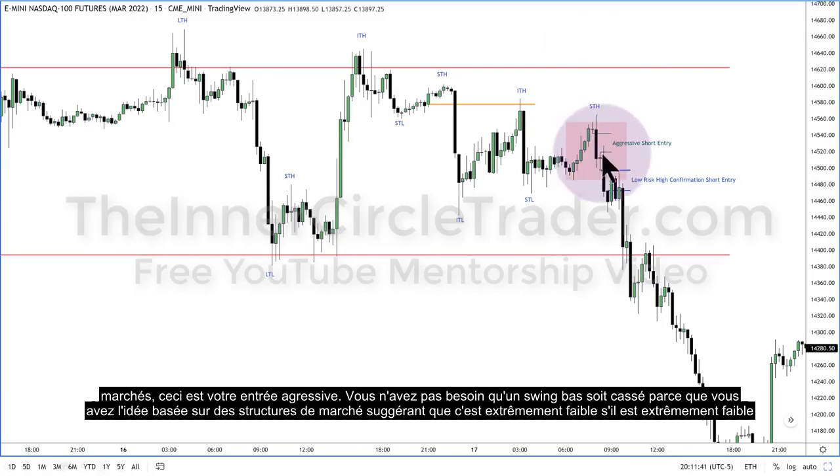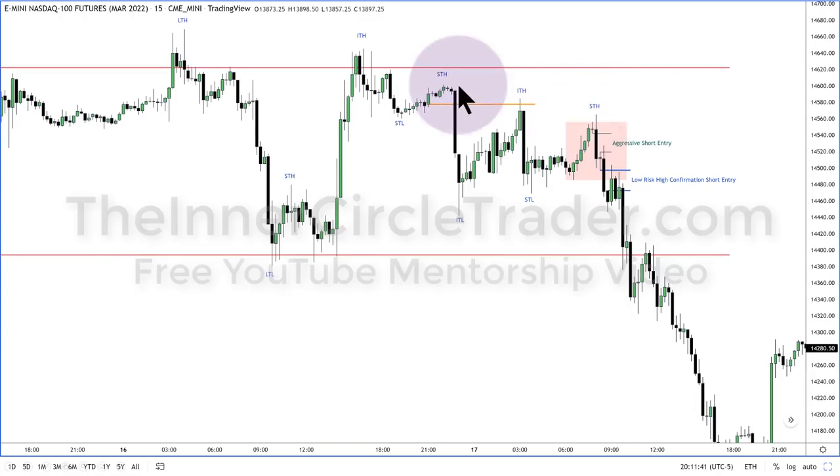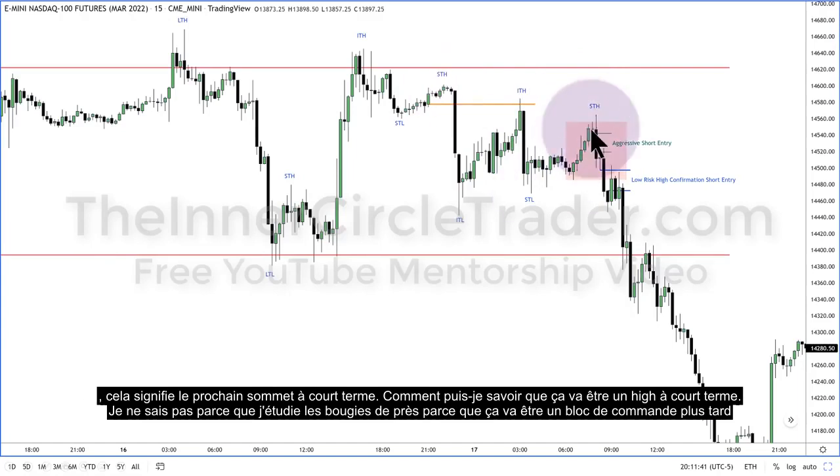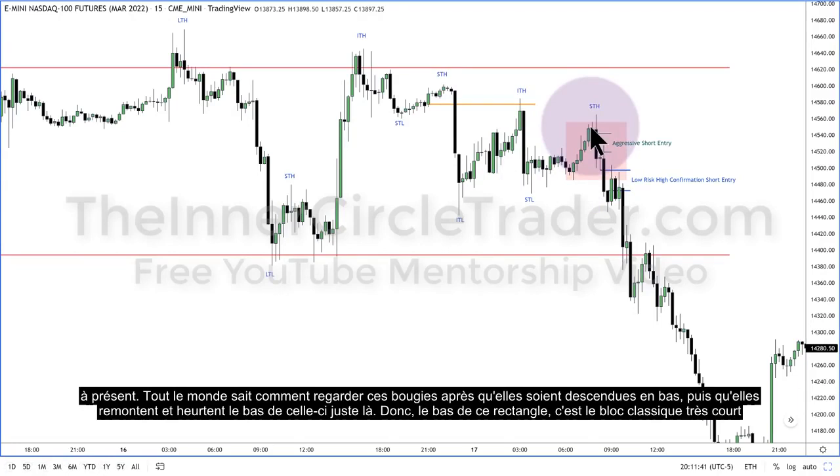This is your aggressive entry. You don't need a swing low being broken because you have the idea based on market structure suggesting that this is exceedingly weak. If it's exceedingly weak, that means the next short-term high, how do I know it's going to be a short-term high? I don't know because I'm studying the up-close candles because that's going to be an order block later on. Now, everybody else knows how to look at these candles after it goes below it and comes back up and bumps the bottom of that right there. So the bottom of that rectangle, that's the classic ICT bearish order block.